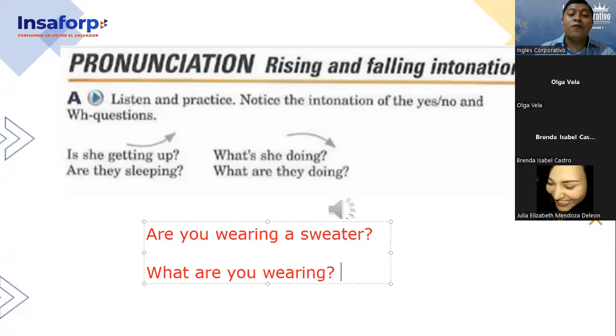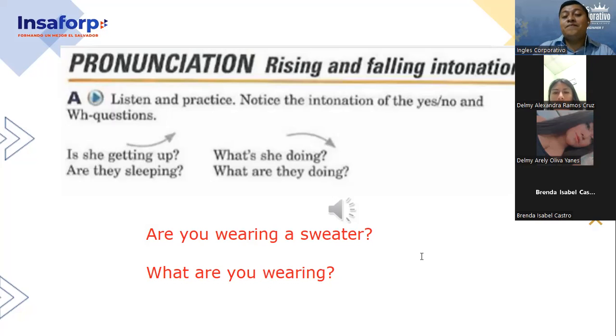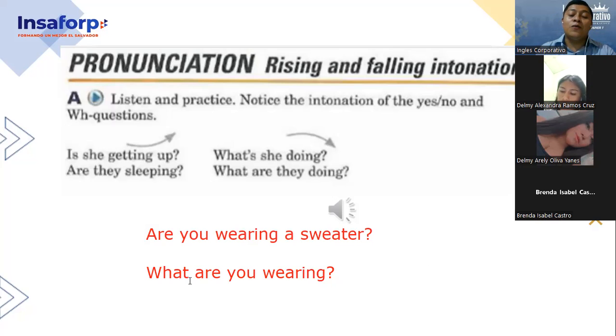Is it raising or falling? Raising intonation or falling intonation? It's falling intonation. It goes down, right? So you say, what are you wearing? The most force goes here, right? What are you wearing? And then it's falling intonation in this one.